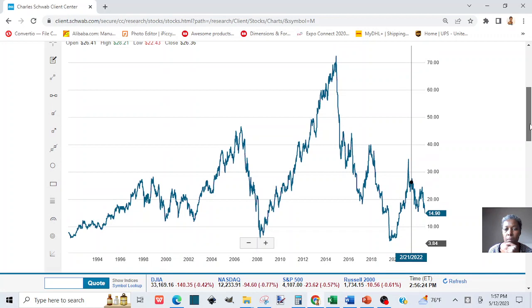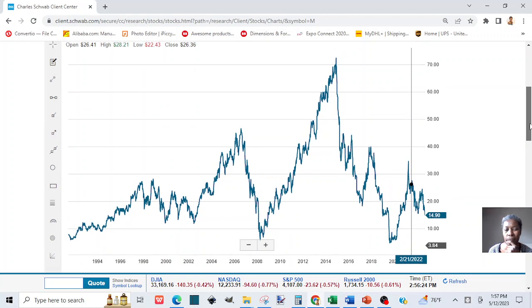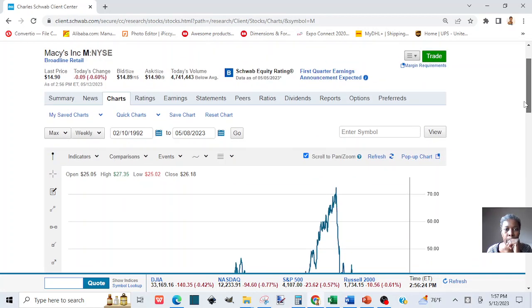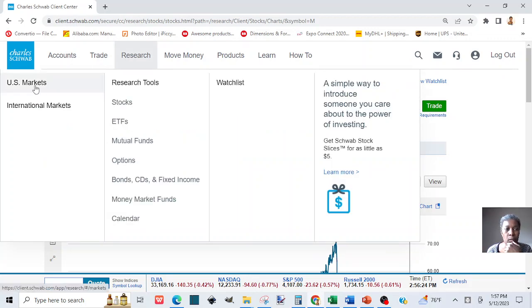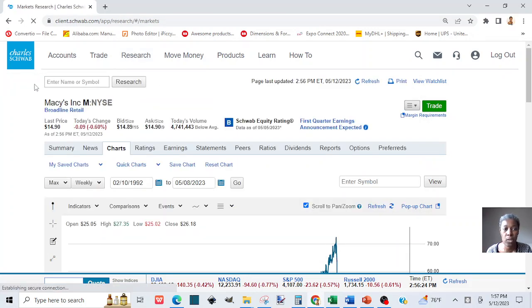It won't be my first choice. You have to be aware of it, that it goes up, it goes down. So, and we'll move to the next one. Before we do that, let's go to research, see if it will take us to the newest view.